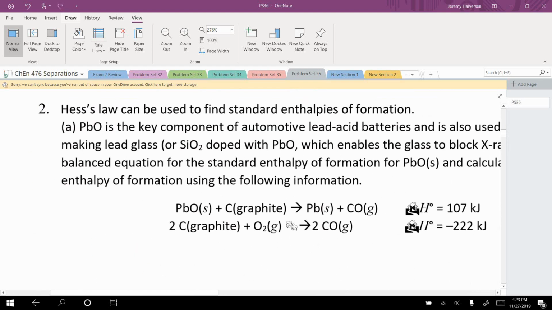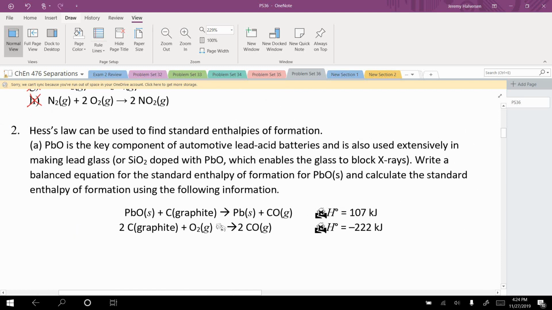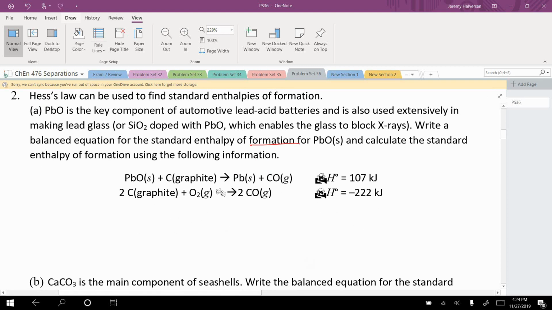Okay. That brings us to number 2, Hess's Law. So this is process number 1 that I talked about at the beginning. Okay. Hess's Law can be used to find standard enthalpies of formation. PbO is the key component of automotive lead acid battery and is also used extensively in making lead glass. SiO2 doped with PbO, whatever. Write a balanced equation for the standard enthalpy of formation of PbO. All that means is write the formation reaction for PbO.